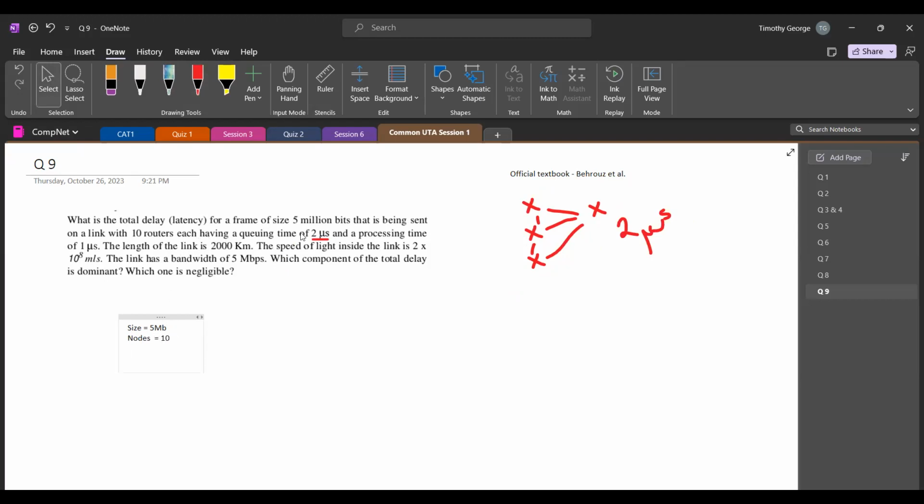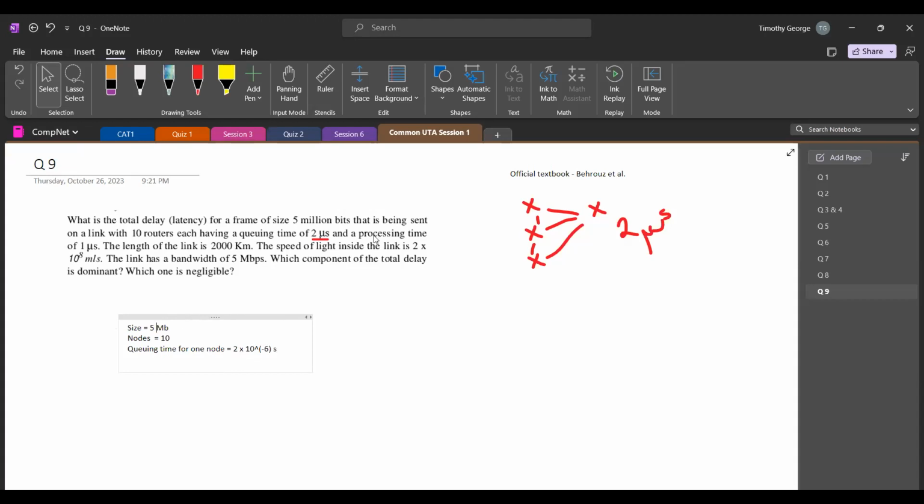Next, you're given that each has a queuing time of 2 microseconds. So queuing time is equal to 2 x 10 raised to minus 6. And as we discussed before, this is only for one node. Queuing time for one node is 2 x 10 raised to minus 6 seconds.